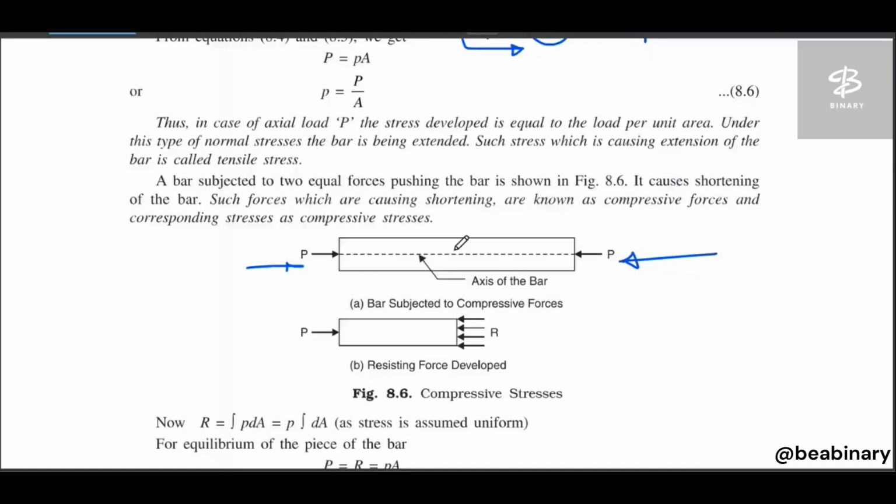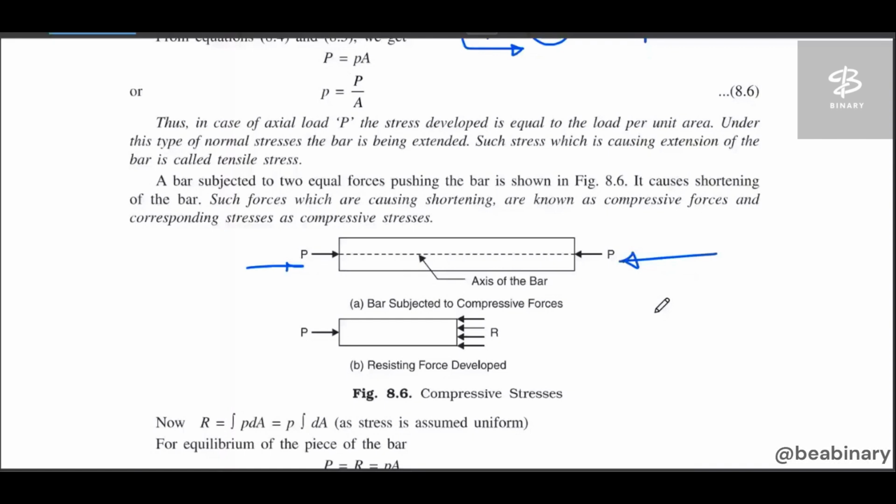We will discuss this concept in column and strut. When a compressive force is applied, bulging is obtained, which means the shape is changed. The base shapes are bulged. So this is the concept of column and strut, and we will discuss it in the next article.